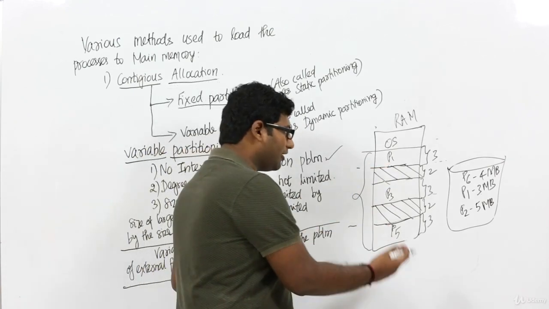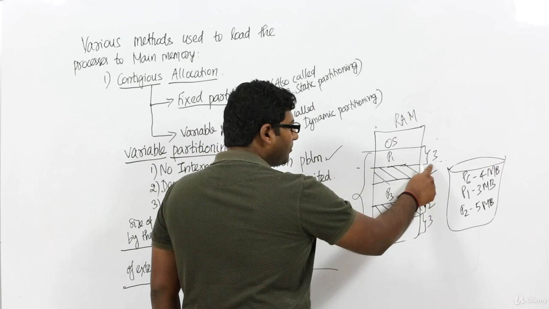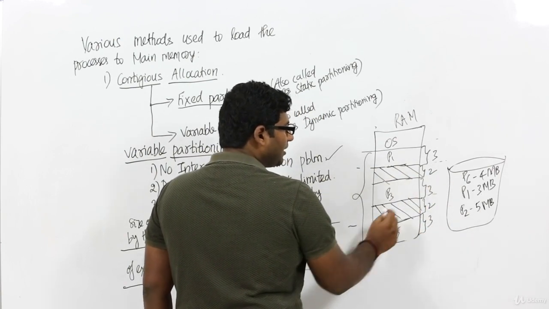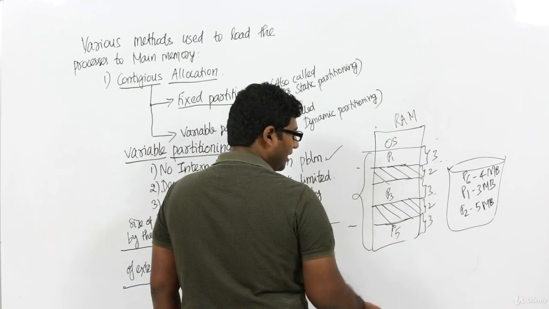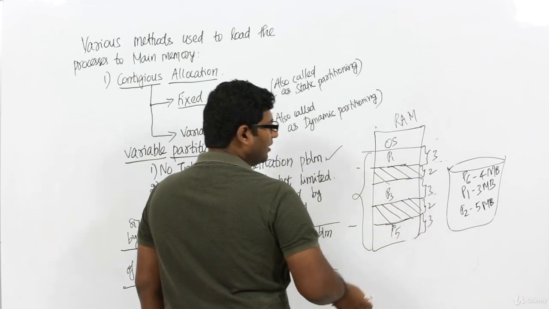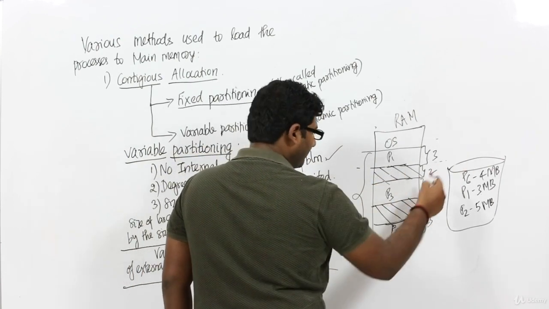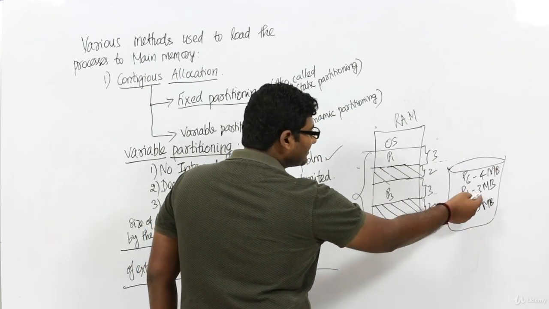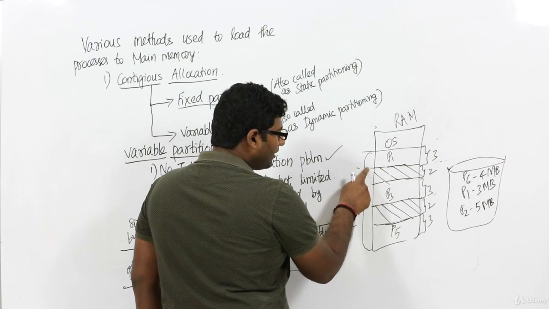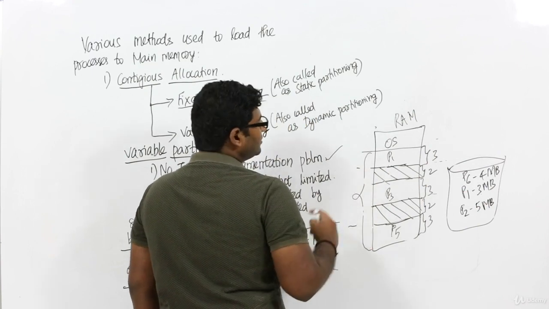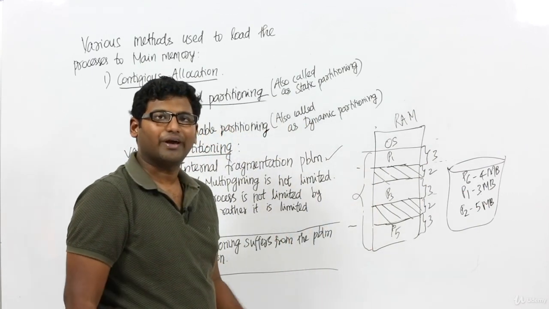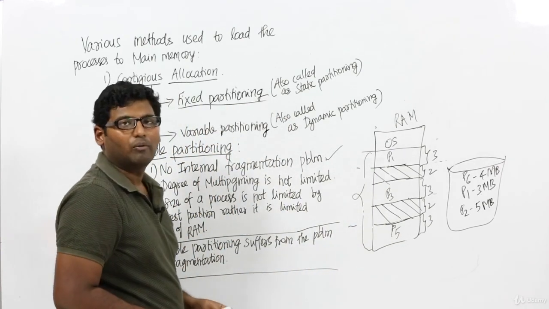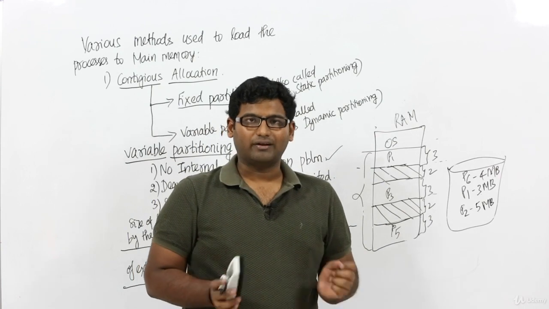So we have worked with variable partitioning. Initially our RAM was empty. Then process P1 with 3 MB came into the RAM, then P2 with 2 MB, P3 with 3 MB, P4 with 2 MB, P5 with 3 MB came into the RAM. Then P2 left the RAM, P4 left the RAM. Now a new process of size 4 MB, P6, needs to come into the RAM. Though we have 4 MB of space, we are not able to accommodate it. So variable partitioning suffers from the problem of external fragmentation. It is quite clear.